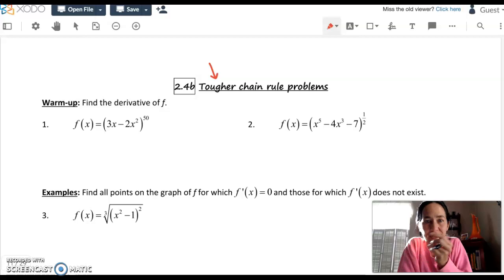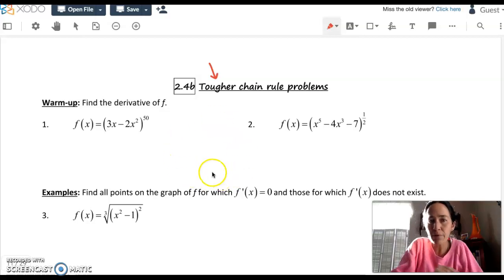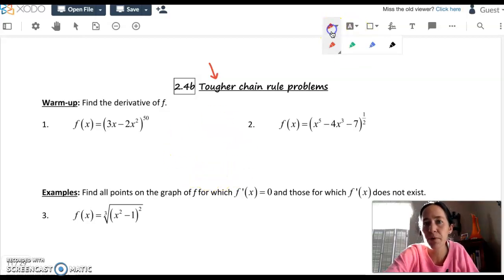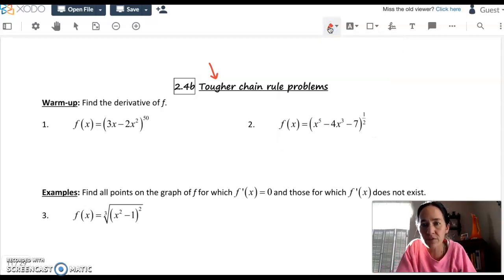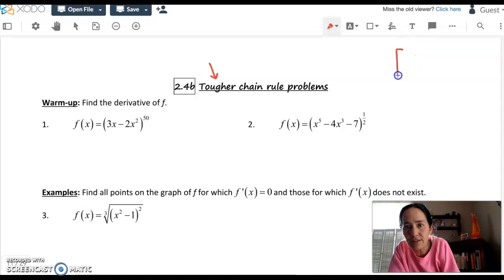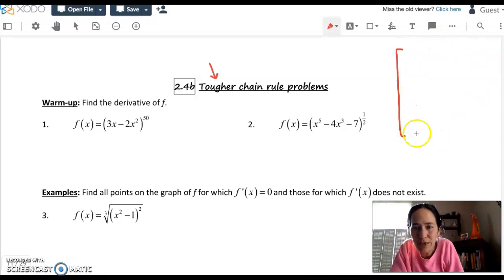I'm Miss Wesley, and I'm excited to get started with you at the top of page 11 in Differentiation Packet 2, where it says tougher chain rule problems. Really, we're picking things back up right where we left off last class, but now knowing that we have about 4 or so rules that are shortcuts in terms of taking derivatives.